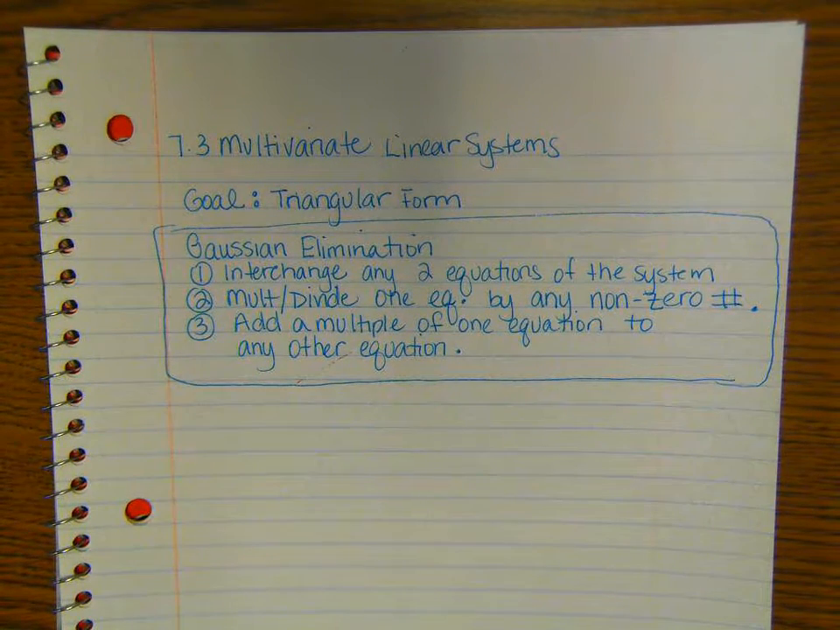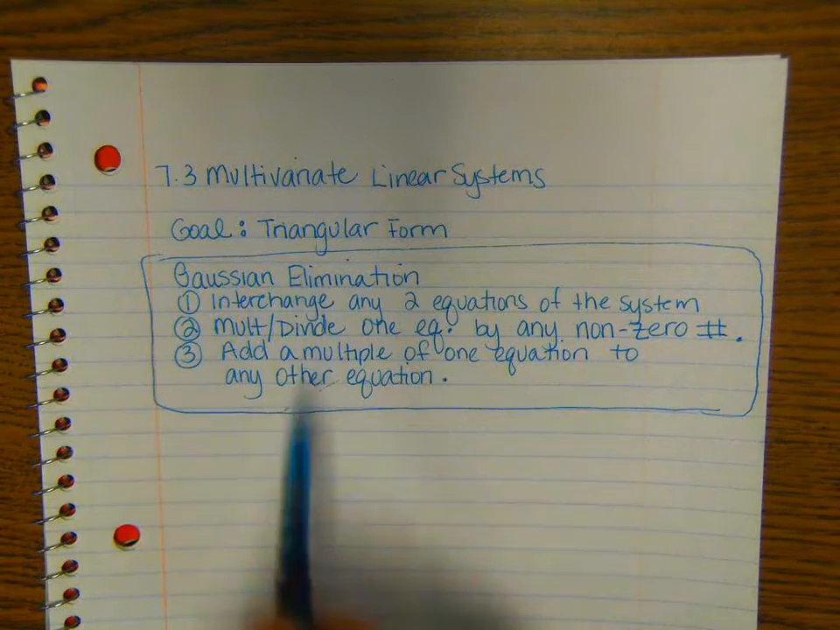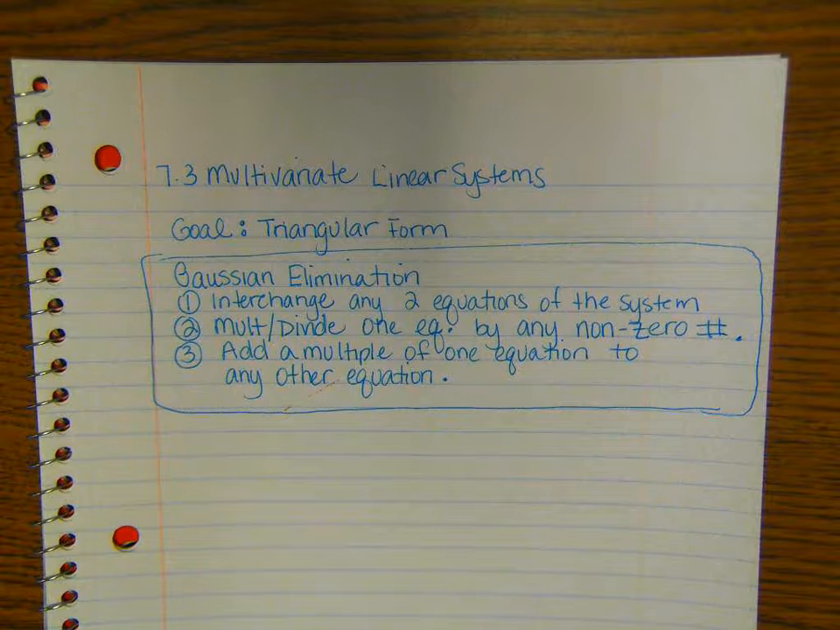Alright, so there's always going to be 3 steps at max that will get you to triangular form. Sometimes if you're good at these and you look ahead, you might notice you can do some other things and skip steps, but you could always get there in 3 steps. I'm going to write down a system that's not in triangular form, and then I'm going to talk you through what the 3 steps are, and then we're going to do them.